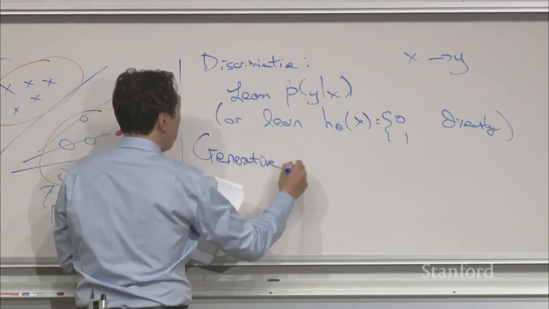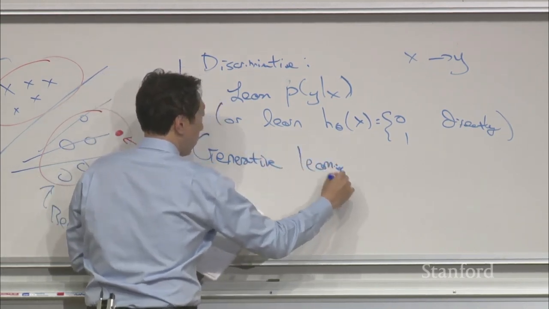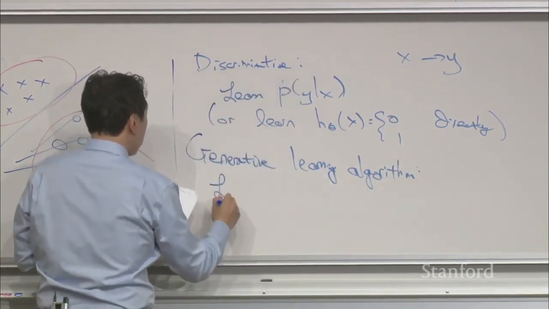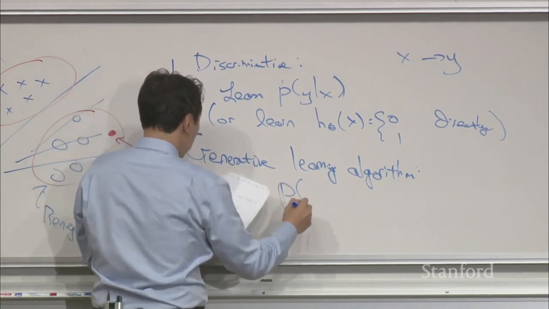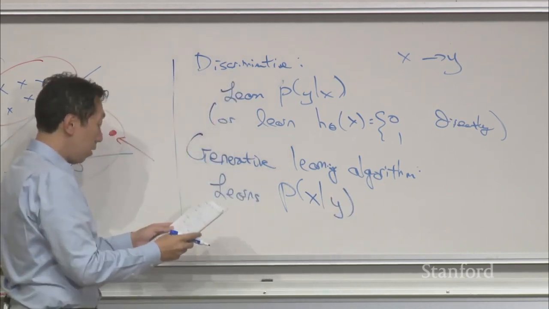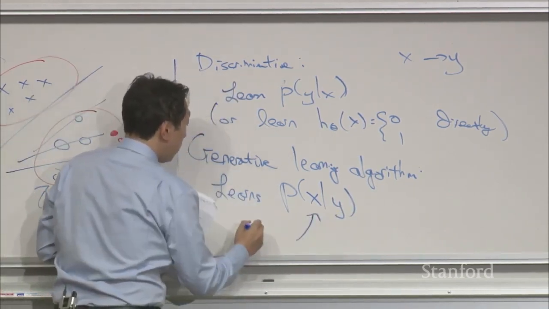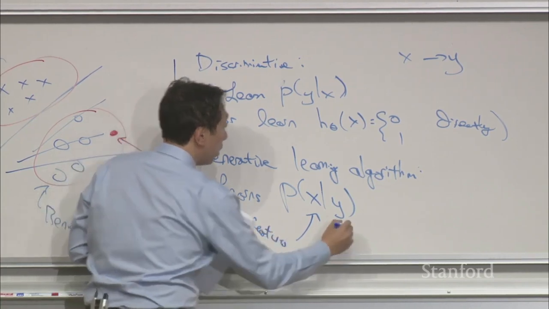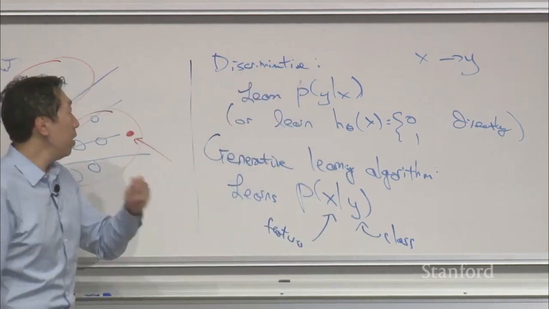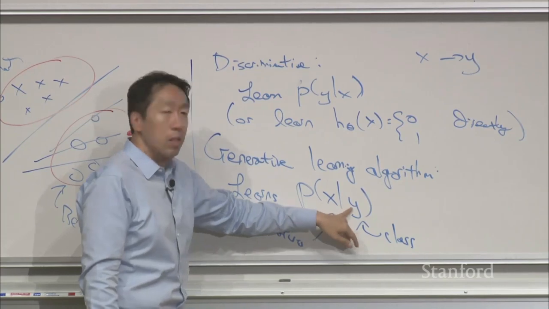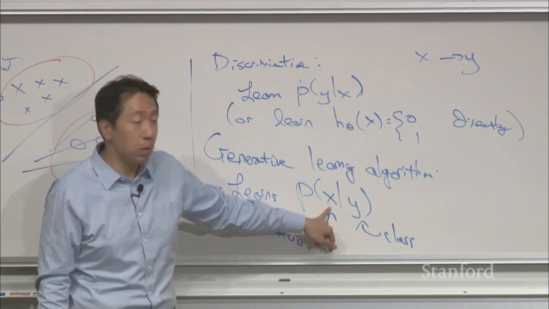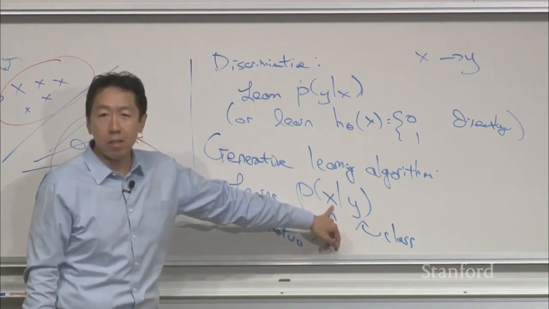In contrast, a generative learning algorithm learns P of x given y. So this says, what are the features like given the class, right? So instead of P of y given x, we're going to learn P of x given y. In other words, given that the tumor is malignant, what are the features likely going to be like? Or given the tumor is benign, what are the features x going to be like?